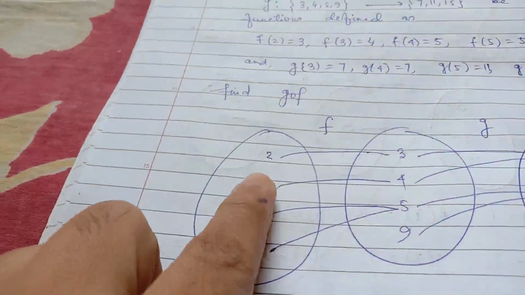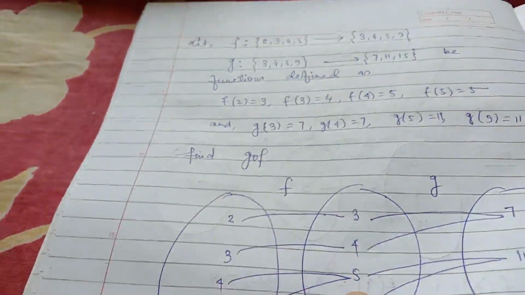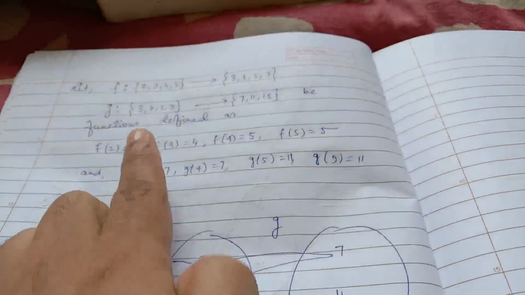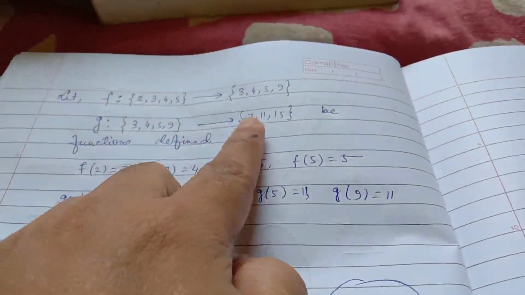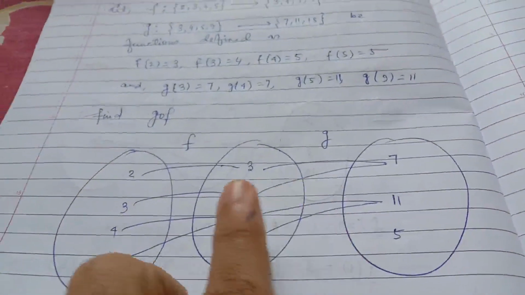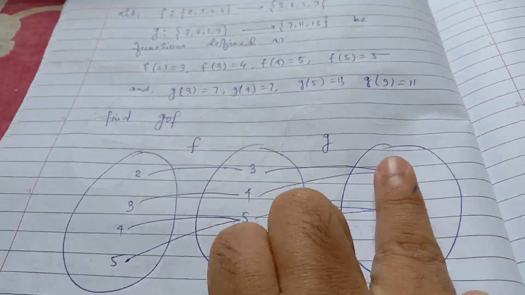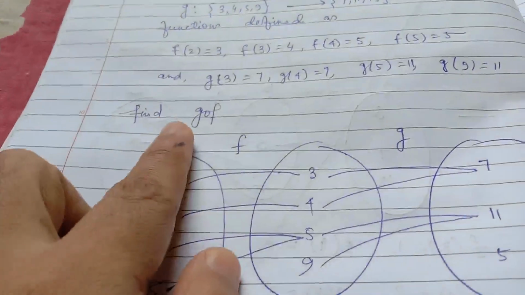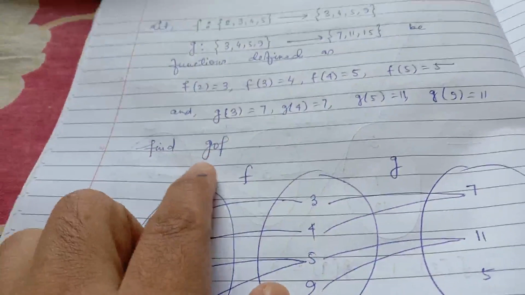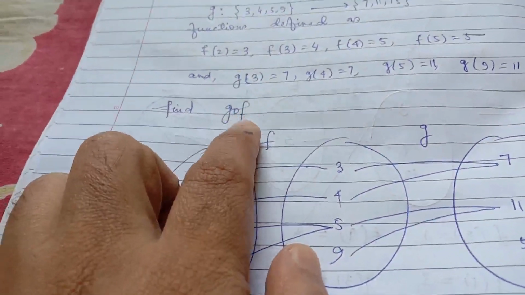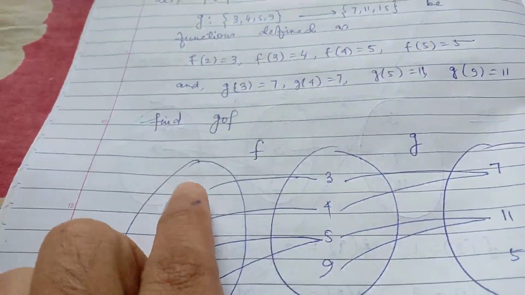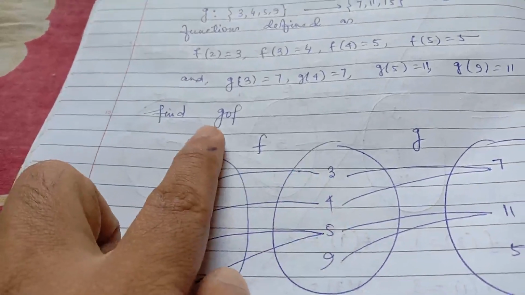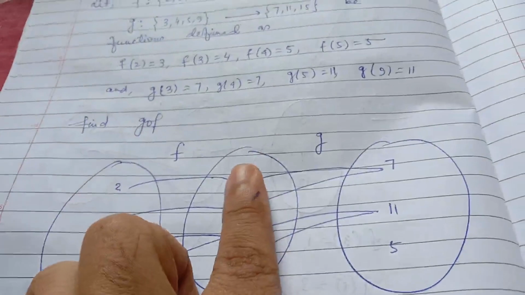First, f is a function from this set to this set. So I have marked, you can see 2, 3, 4, 5 and 3, 4, 5, 9. Given f is a function from this set to this set. And g is a function from {3, 4, 5, 9} to {7, 11, 15}. What we have to find? You can see g composition f. To find g composition f, first think about f. f is a function from this set to this set. Then you think about g. g is a function from this set to this set.